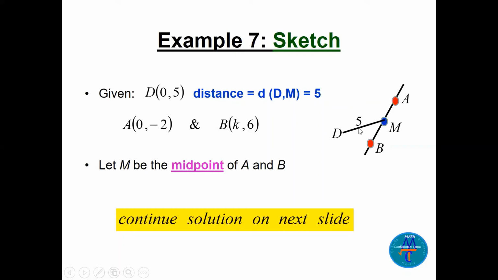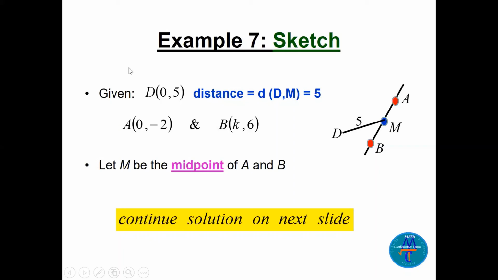From this M, there is another point. It can be there, it can be there, it can be there. We don't care. D is another point somewhere. The distance from D to M is 5. So that means in this question, you have to use the distance formula and the midpoint formula, everything we have learned in lecture 18.